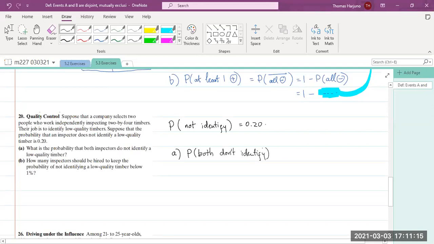Notice that they work independently, right? So the first person not identifying it does not increase or decrease the probability that the second inspector identifies it. So this is equal to the probability of the first person not identifying, times the probability that the second person does not identify.